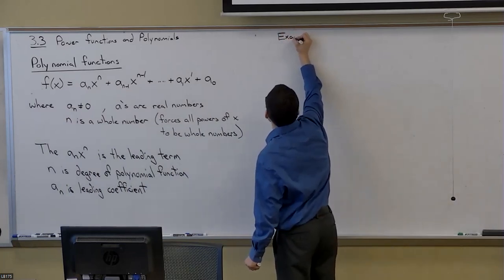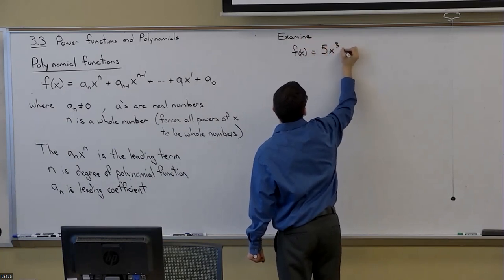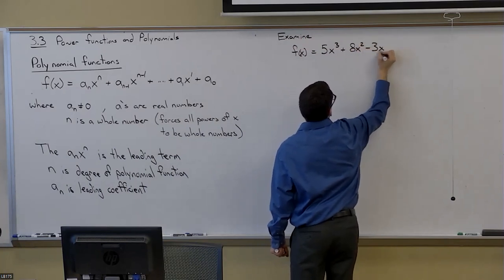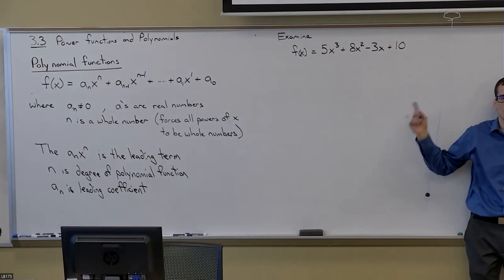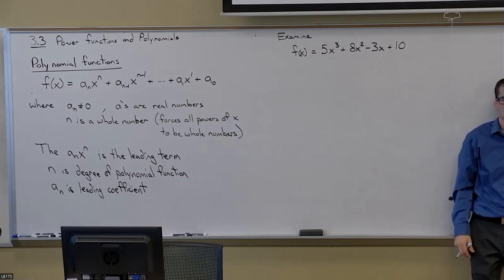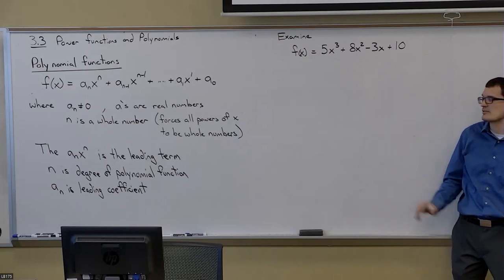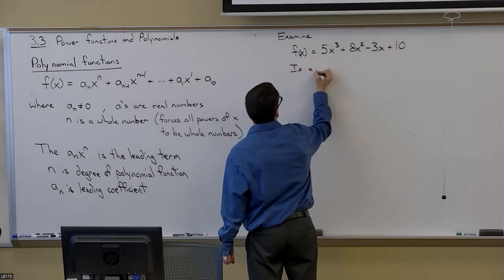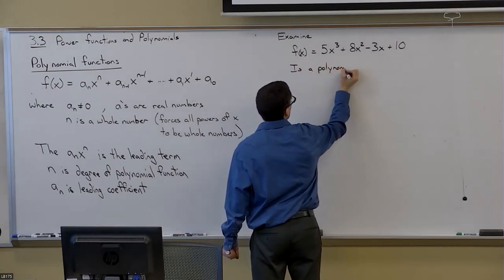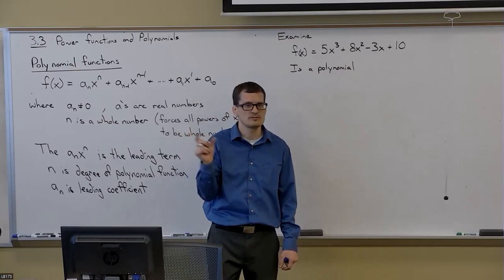So let's do an examination. Examine a couple of functions. f of x equals 5x to the third plus 8x squared minus 3x plus 10. First off, is that a polynomial? Yep, that's a polynomial. Look at all the x's. What are the exponents? 3, 2, 1. I guess you can say 0 there, no x's, but 3, 2, 1, those are all whole numbers. We're good to go. So this is a polynomial. Is this a power function? No, remember, power functions only had one term, so this is not a power function.